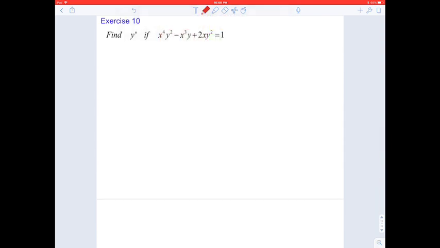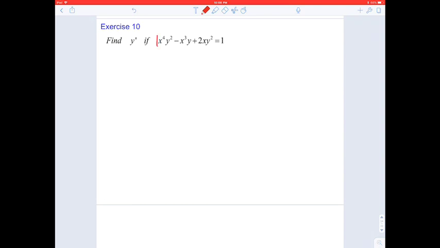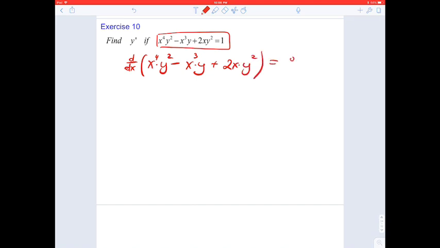Okay, another exercise. Find the derivative of this equation. This means I will differentiate with respect to x to the power of 4 times y squared, minus x cubed times y, plus 2x times y squared, and then I will differentiate 1 with respect to x, of course. Okay, we have 3 product rules. Derivative of x to the power of 4 is 4x cubed times y squared plus x to the power of 4 times derivative of y squared, 2y, y prime.